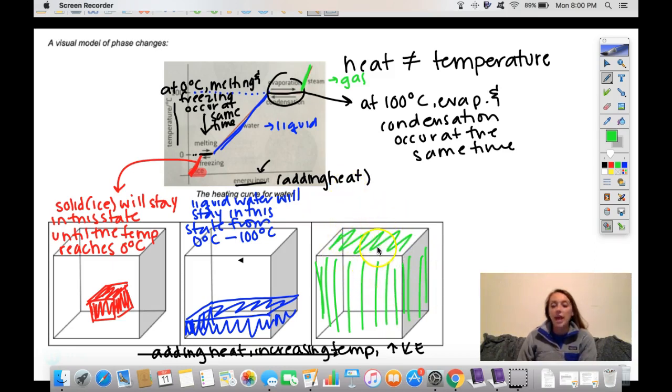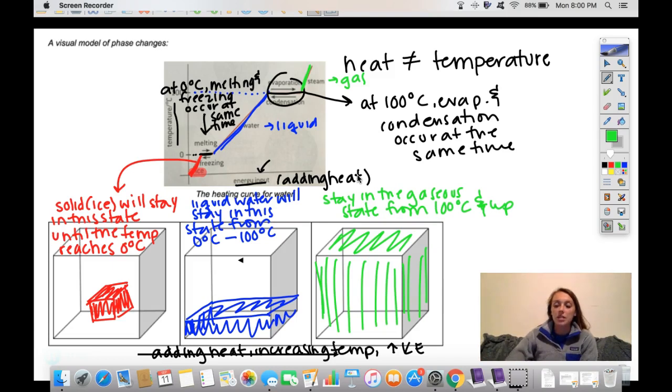So when we have a gas, it'll stay in the gaseous state from 100 degrees Celsius and up. And remember that the opposite is true. So if we take away energy, then we can go backwards along this graph.